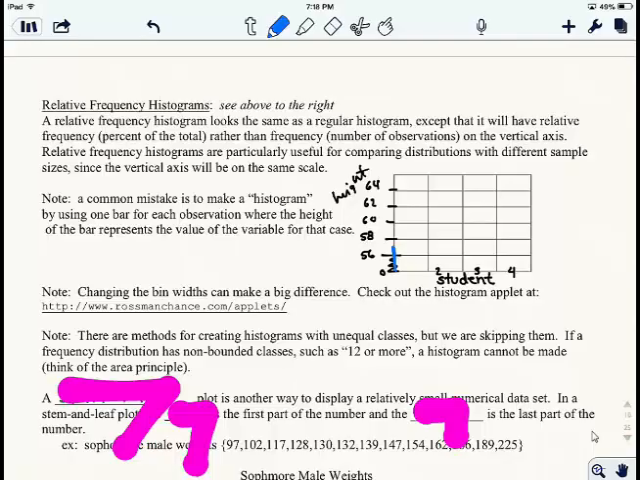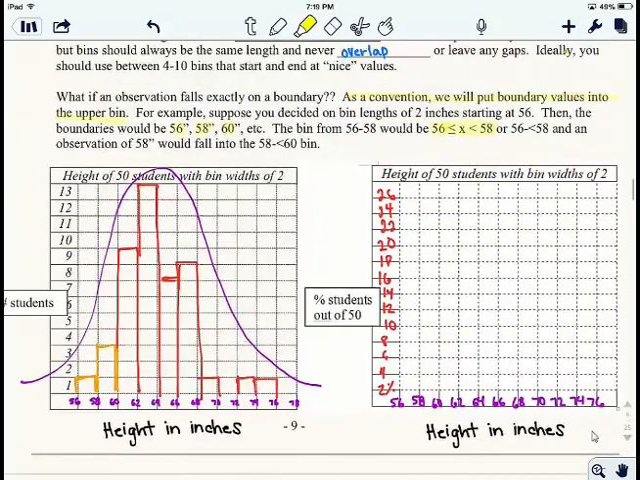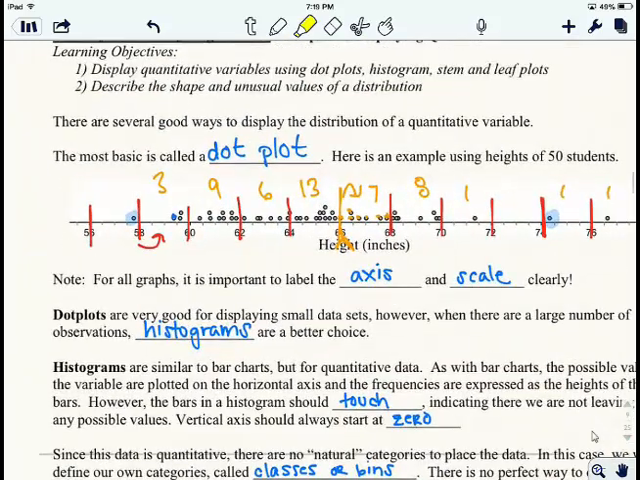We could also do a relative frequency histogram, and it happens to look the same as a regular histogram, except that it will have relative frequency, which is the percent of the total, rather than frequency, the number of observations, on the vertical axis. Relative frequency histograms are particularly useful for comparing distributions with different sample sizes, since the vertical axis will be on the same scale. So if we go back to our data, we just need to make percents.